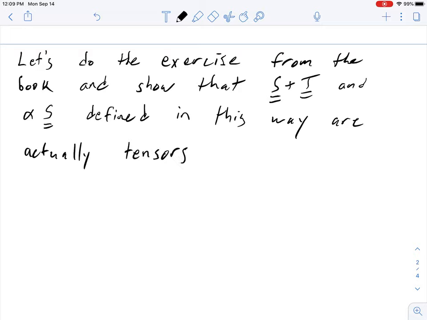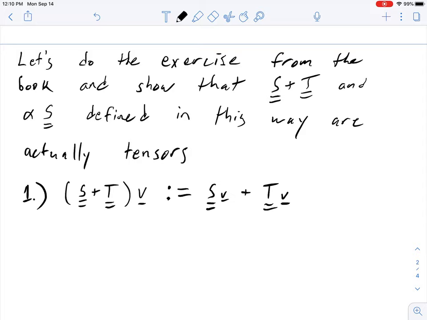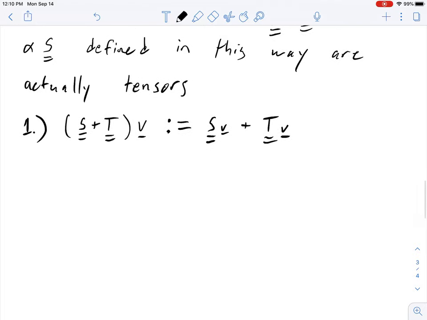All right, so first let's look at the addition. So S plus T, that tensor acting on V, or that function we'll say acting on V, is defined to be S acting on V plus T acting on V. All right, well, we can have that act on alpha U plus beta V and make sure that this tensor that is the sum of the two is in fact linear.